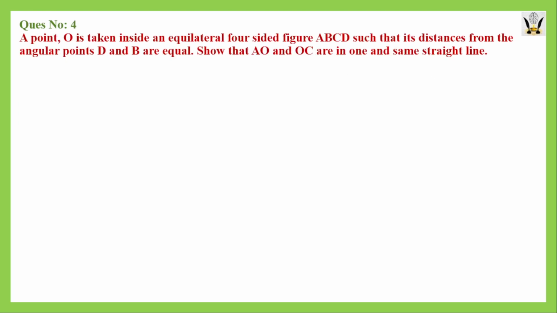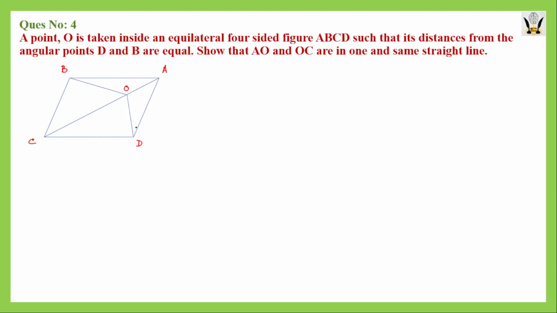Now the next sum. In this sum, what is given is that a point O is taken inside an equilateral four-sided figure. So first let's draw that equilateral four-sided figure. This is the four-sided figure, where O is taken inside the figure. So O is that point.